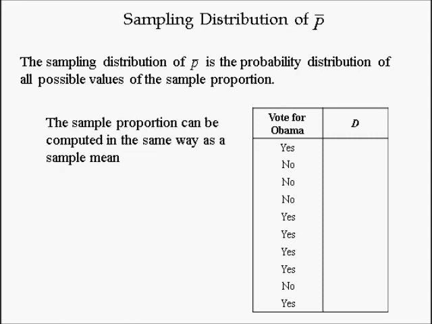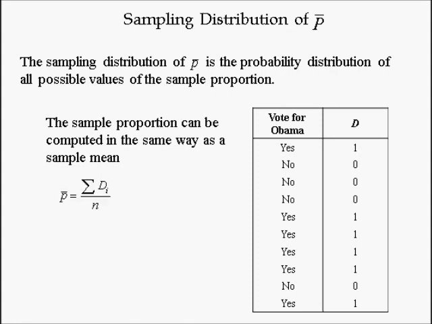Because the sample proportion P bar is analogous to the sample mean X bar, and the proportion P is analogous to the population mean mu, the sample proportion can be computed in the same way as a sample mean. In the table to the right, we have the variable vote for Obama. In this table, we have a sample of 10 voters that say they will either vote for Obama or not. The second column of this table is labeled D. In this column, we set variable D equal to 1 if the person in the sample says they are going to vote for Obama. We set it equal to 0 if the person will not vote for Obama.